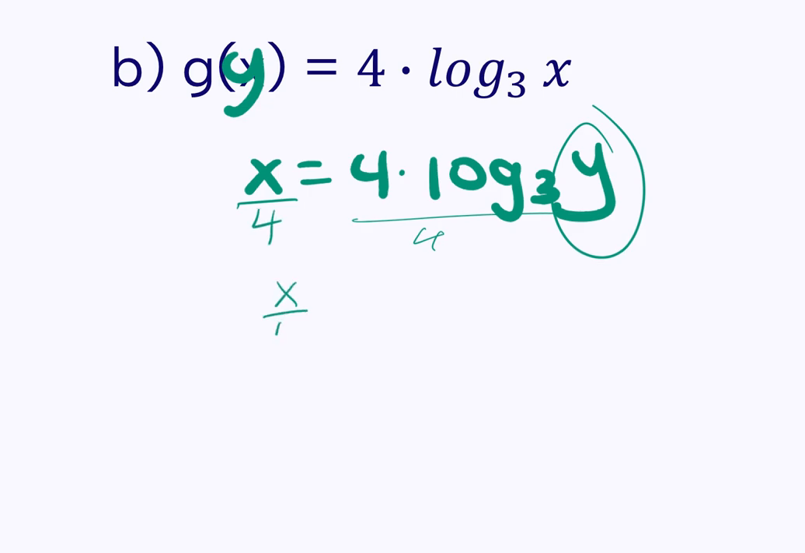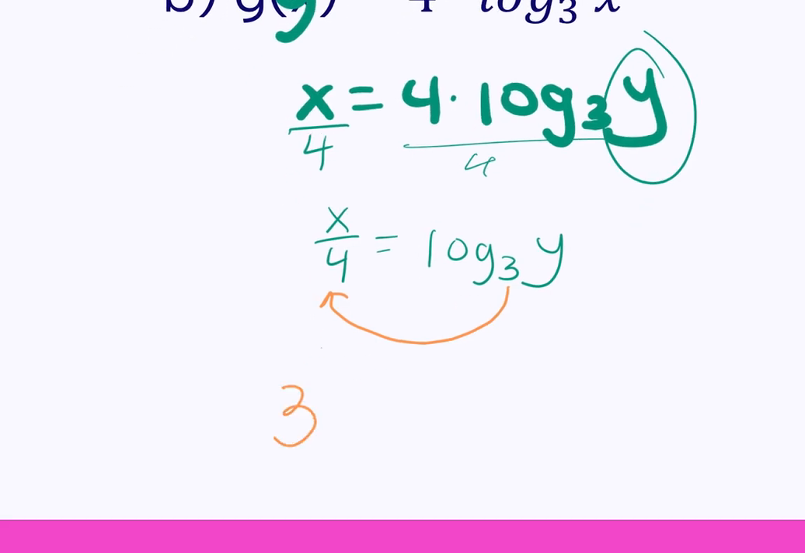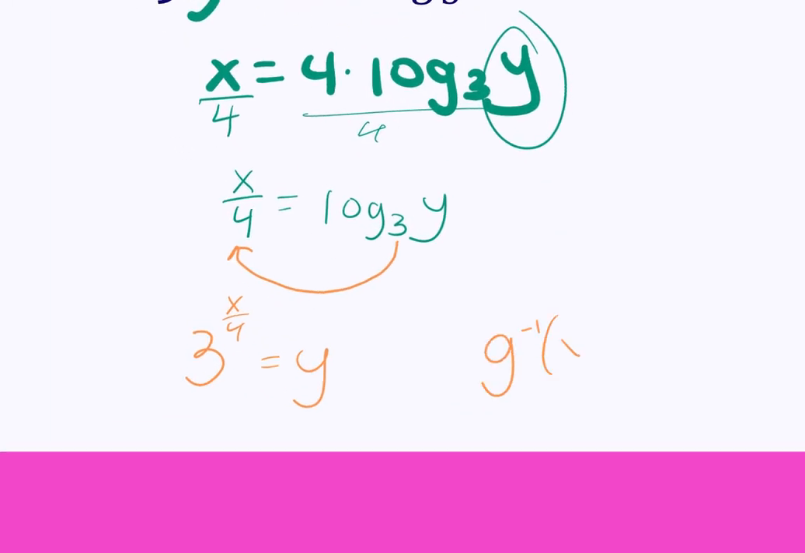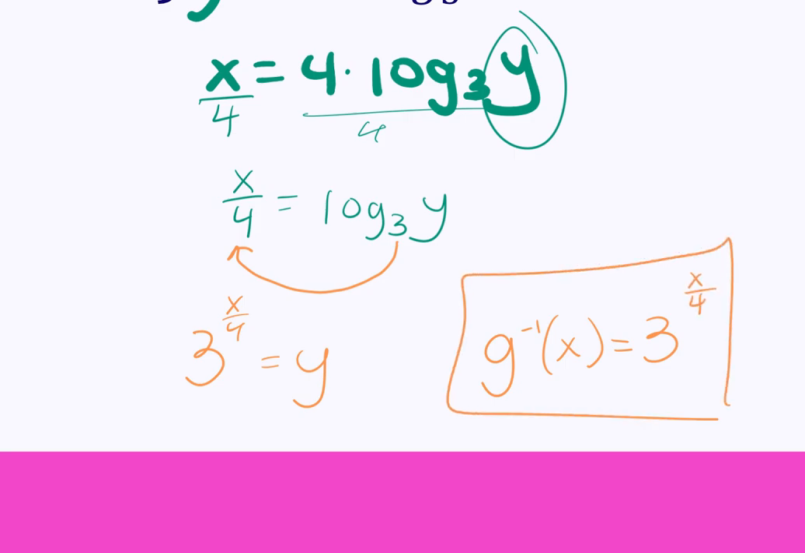So x over 4, or 1/4 x, because that's the same, equals log base 3 of y. And now the 3 is going to pick it up. So 3 to the x over 4 equals y. And then this is now g, right? G negative 1 of x equals 3 to the x over 4. Which again could be 1/4 x. Both of those would be right. Because eventually we're going to go back to talking about how that translates, right? What would that cause? That would be a horizontal dilation.